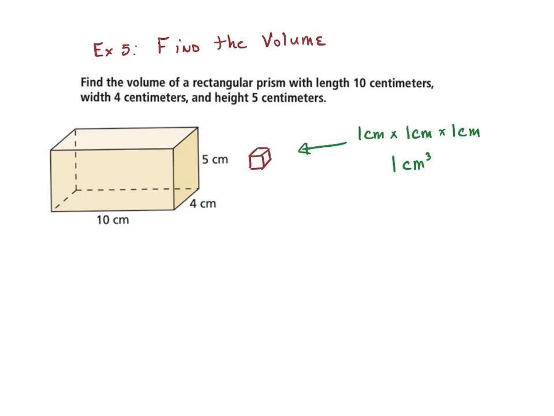So when we're asked to find the volume of this rectangular prism, which is shown right here, it's just asking how many of these little rectangular cubes can fit inside of this box. If I could fit 10 of them in there, it'd be a total of 10 cubic centimeters. If I could fit 20 in there, it'd be 20 cubic centimeters.